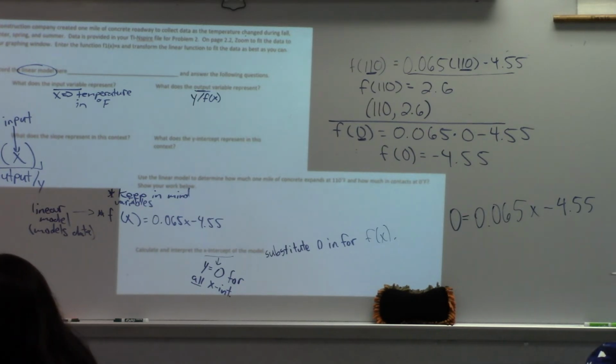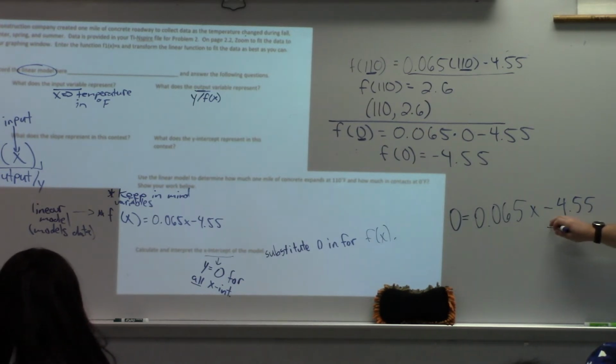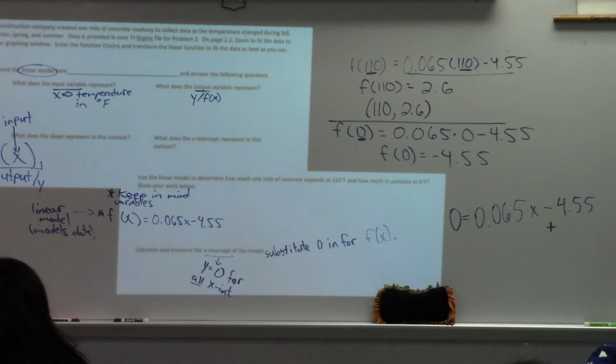Right? And so, Jakayla, what were you starting to say? Add on both sides. Okay. After you add it on both sides, you put it on 0, you break it down. Hold on a second. Kenya, what do you think Jakayla means by add it on both sides? What am I adding? You're adding 4.55.